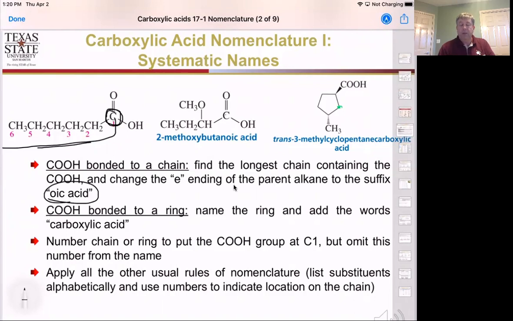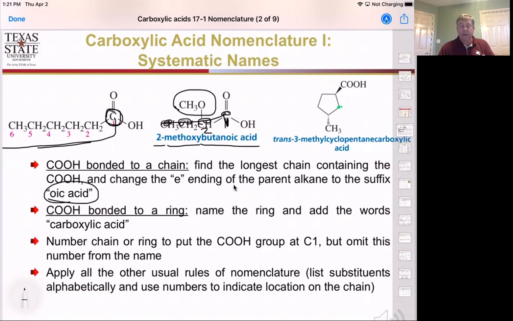Okay. So in this case, we have 1, 2, 3, 4 carbons in our chain, and we start from here. So that's going to make it butanoic acid. So it's butane, oic acid, butanoic acid. But this is an ether right here, and so our substituent has to be placed correctly. Since it's an ether, it's the methoxy group. And because we always start numbering from that carbonyl, this is the 2 position. So that's where we get the 2-methoxybutanoic acid.